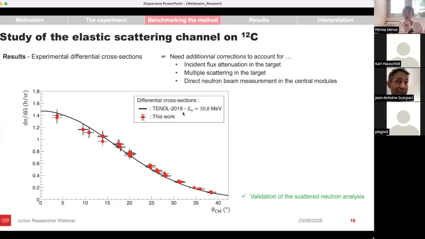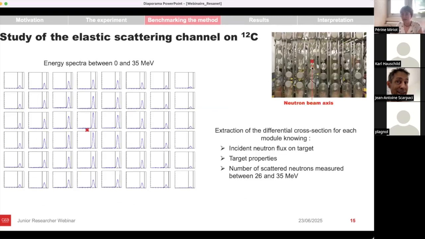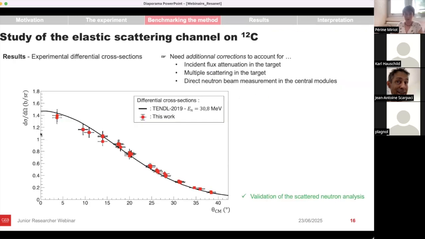And there was also a special treatment for the 2 MONSTER modules located at 3 degrees, which are located here, very close to the neutron beam axis, and that detected the direct neutron beam. So they needed a special treatment. But you can see here that finally the result shows a very good agreement with the TENDL prediction, which validated the analysis procedure for the scattered neutron.